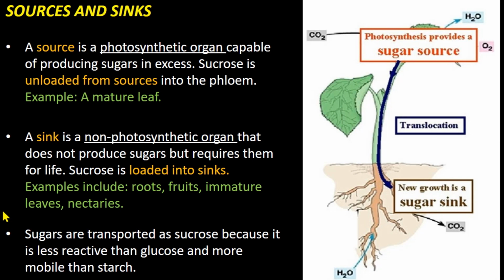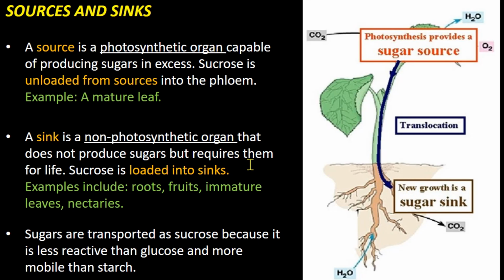So what exactly is a source and a sink? Well, a source is a photosynthetic organ capable of producing sugars in excess. For example, this would be mature leaves. Sucrose is loaded from sources into the phloem, so the leaf would deposit sucrose into the phloem. A sink, on the other hand, is a non-photosynthetic organ that does not produce sugars but will require sugars for respiration, for example. Sucrose is unloaded into sinks.